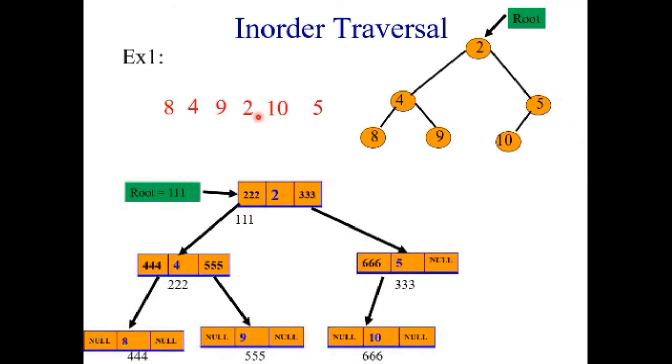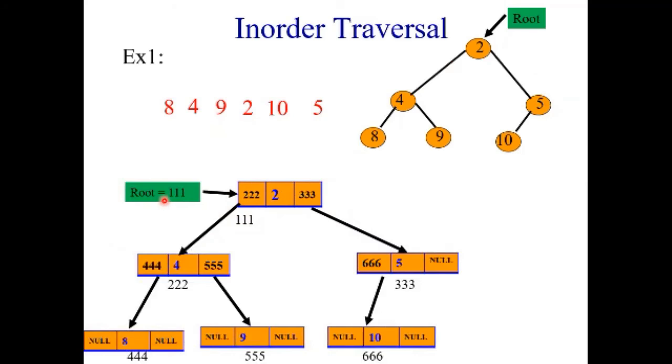So how to represent this using a doubly linked list? This is the notation, a linked list representation of this binary tree. The root is pointing to the root node with address 111. Okay, we're checking it.